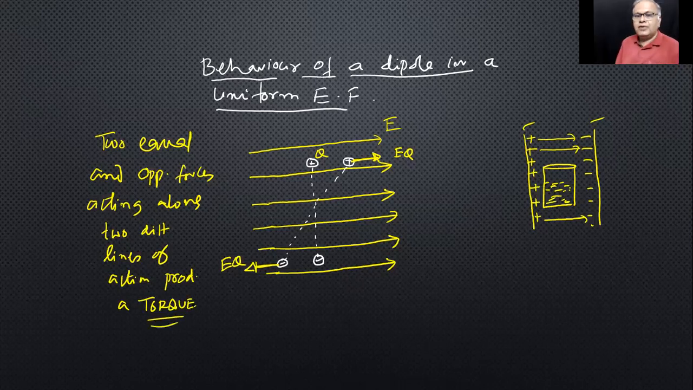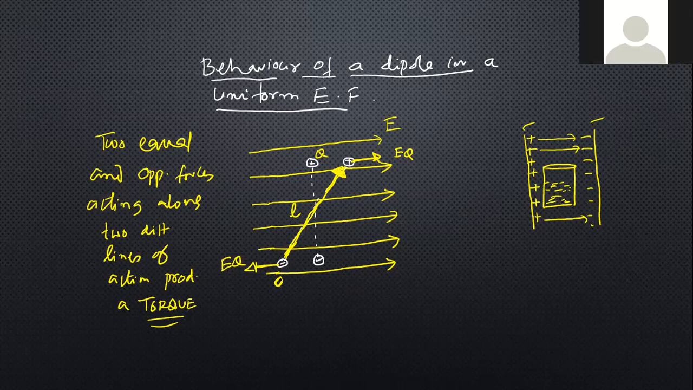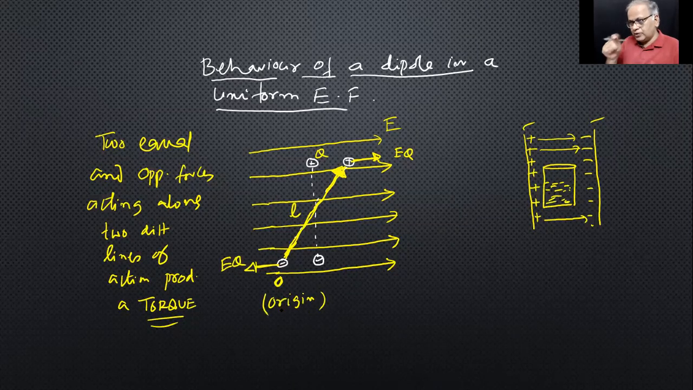For torque, there should be an origin O. I'll take my origin at the minus charge, O. And I'll define the length between them as a vector L, from the origin O, away from it. Torque will be about an axis passing through the origin there. I take it here for my convenience, because the torque of this Eq would be 0. There will be torque of only the other Eq.